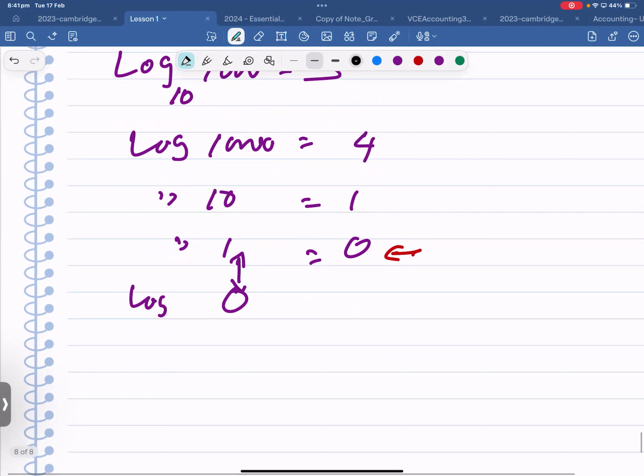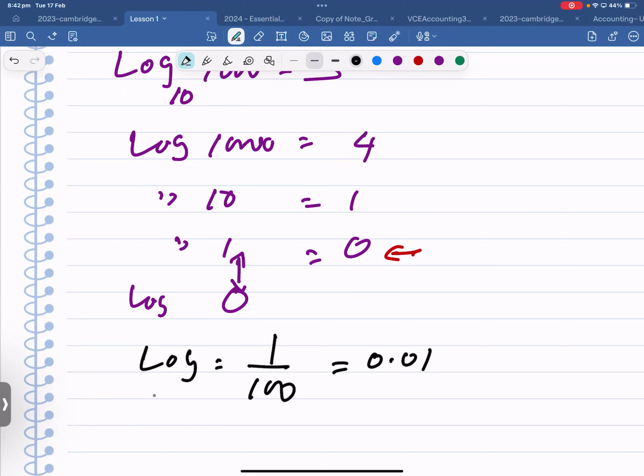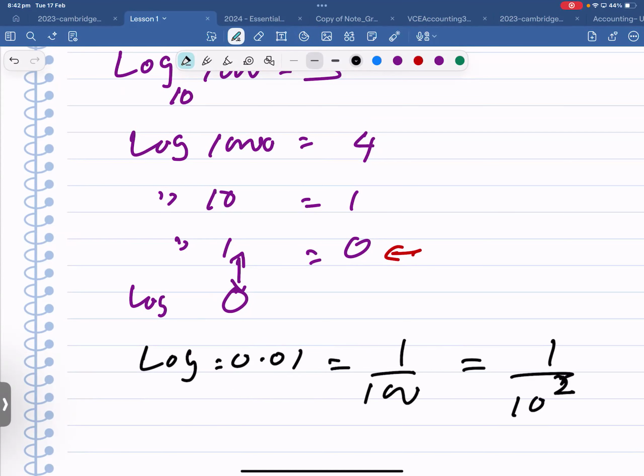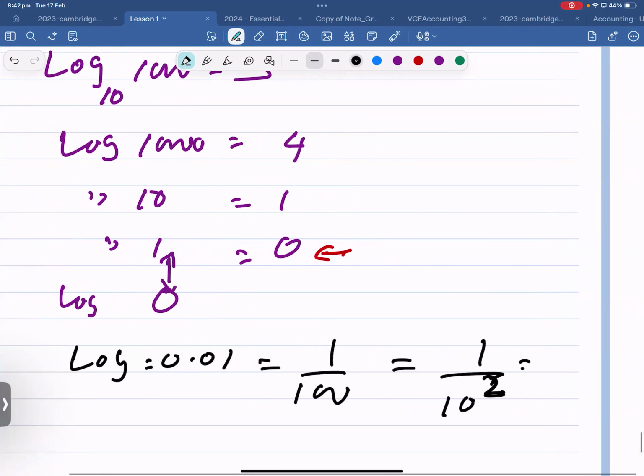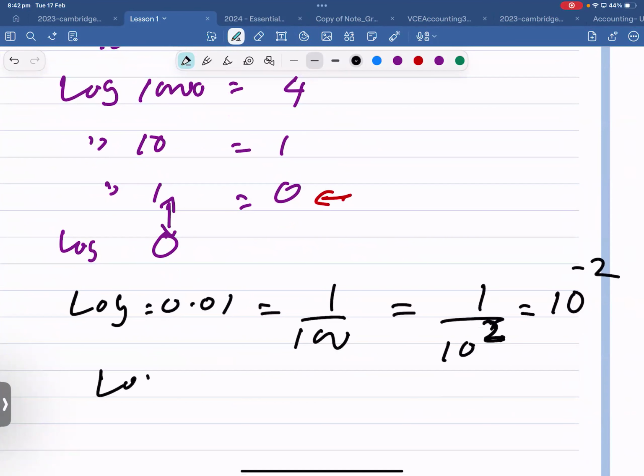For example, if you ask me log value of 1 over 100, which you can write as 0.01. Technically, how do you calculate log value of 0.01? This one can be rewritten as 1 over 100, meaning 1 over 10 to the power of 2. With the index law, you can bring it up. You can say 10 to the power of negative 2. So that means log value of 0.01 is negative 2.